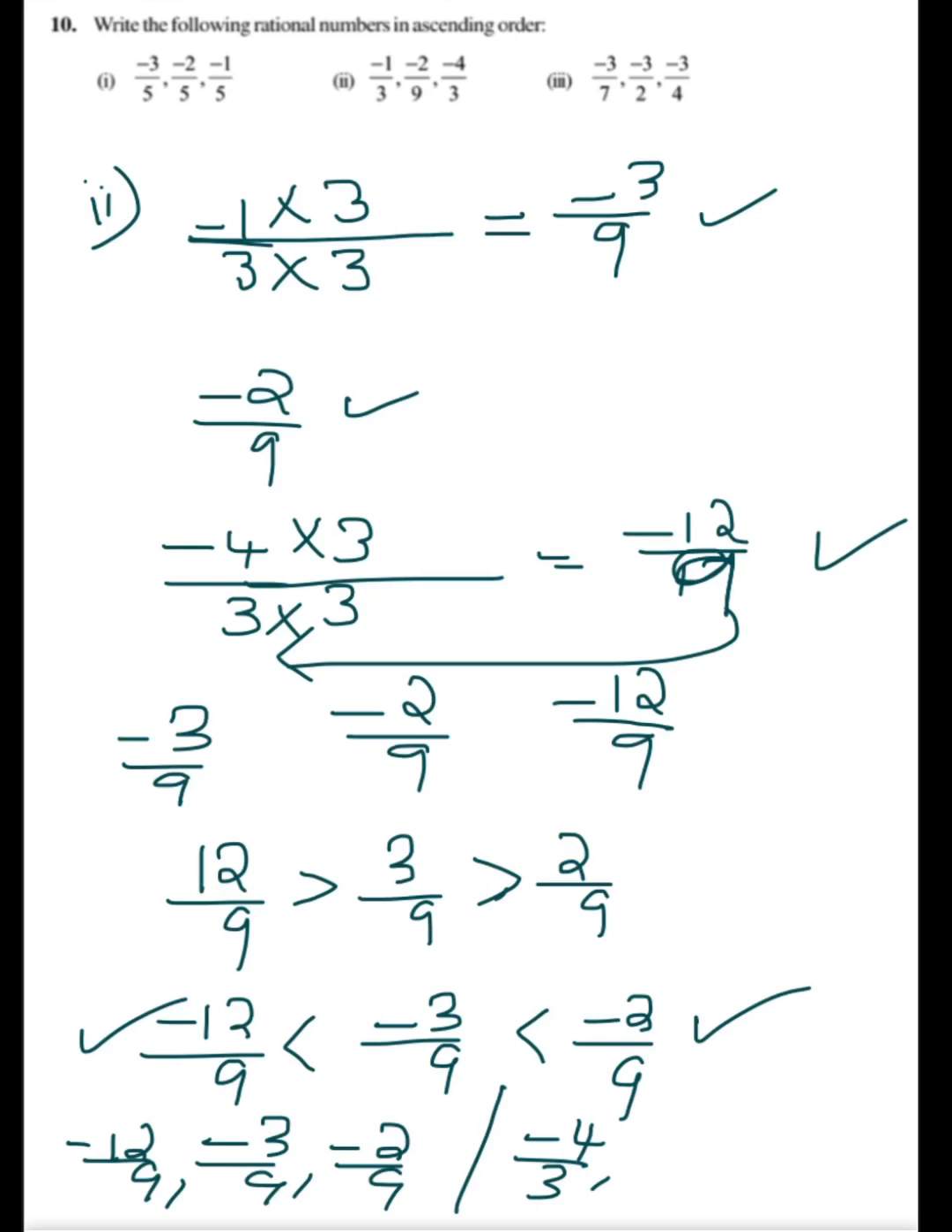And what about the second? Minus 3 by 9. Minus 3 by 9 was actually minus 1 by 3. Then what is next? Minus 2 by 9. So this is the order. That is minus 4 by 3, minus 1 by 3, minus 2 by 9. Okay. So this is the answer. Got it? Now let's see the third question.